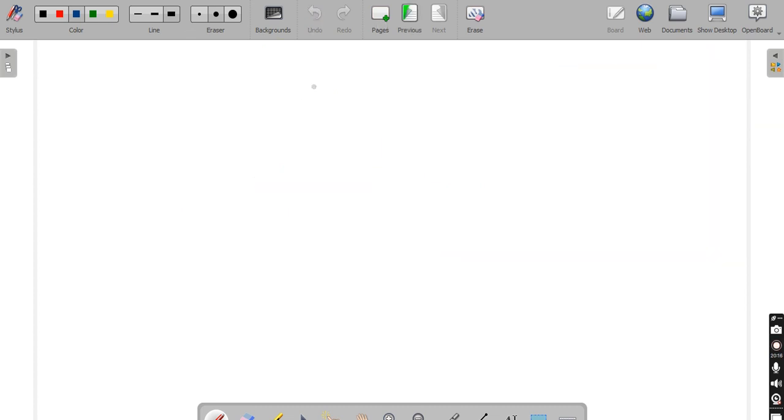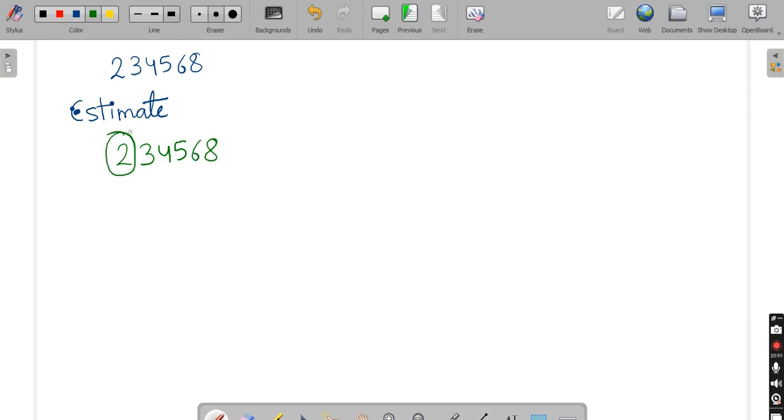Let us take one more example, because it is very important from the examination point of view, so we can't ignore it. 2 3 4 5 6 8, let it be this number, and in the examination they will ask you to do the estimate. Now how to find the estimate? Whenever they tell you to estimate, you should check the maximum number that you should round up.